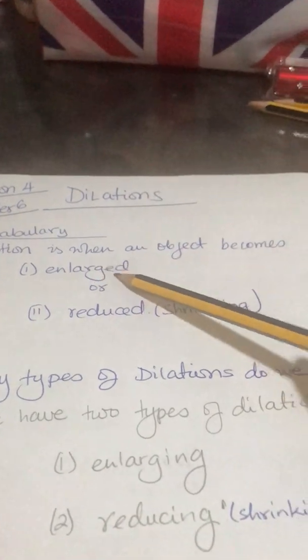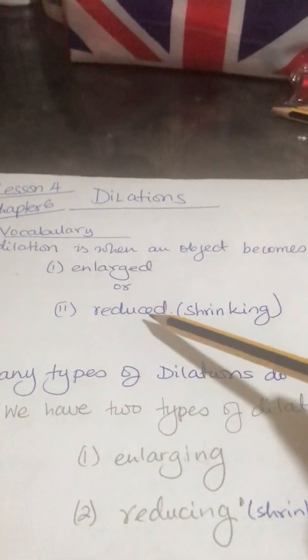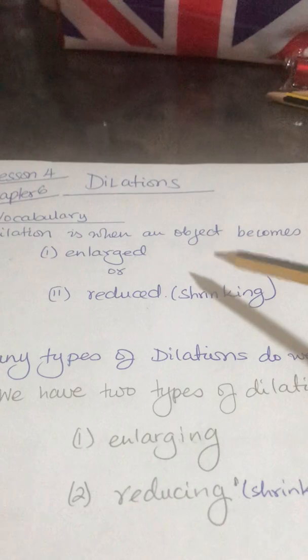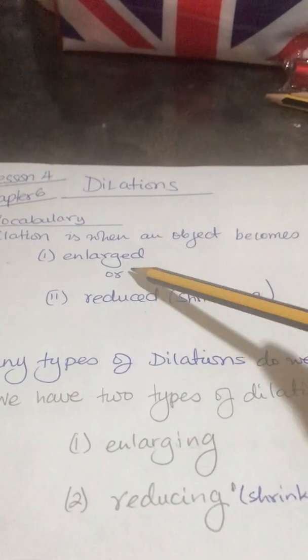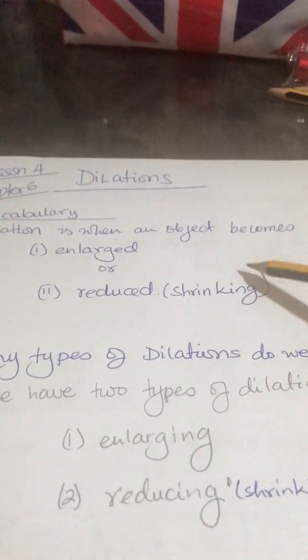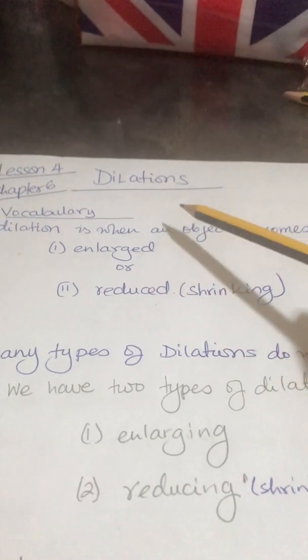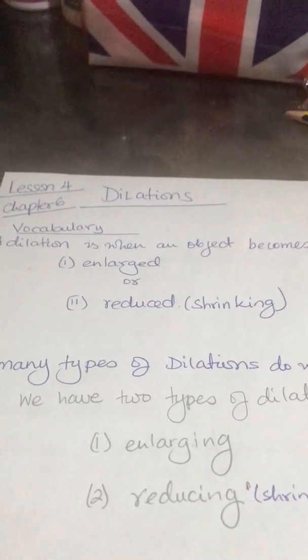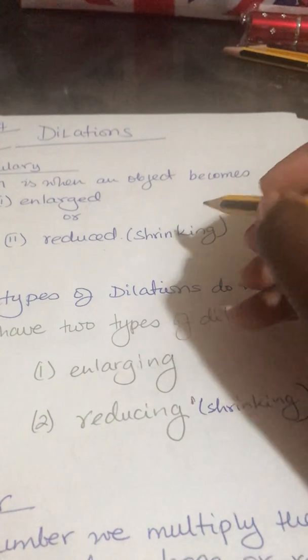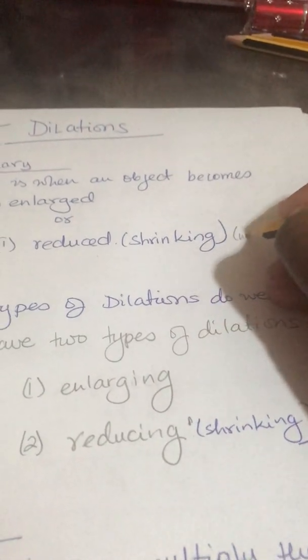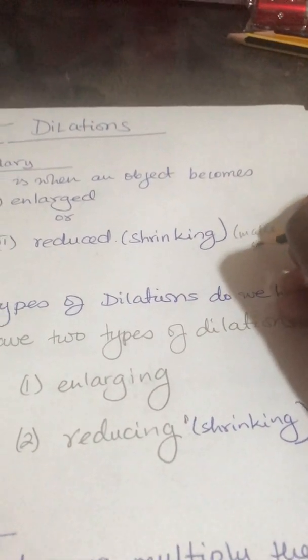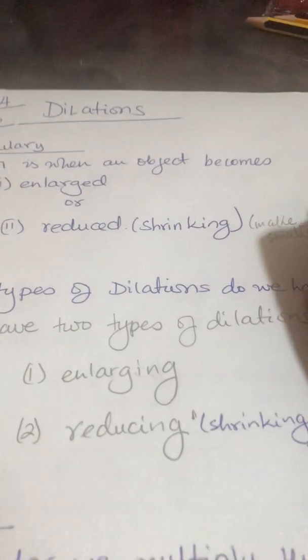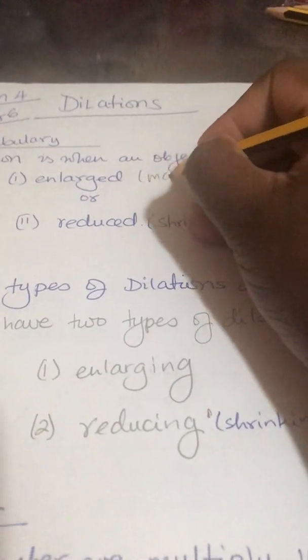A dilation is when an object becomes enlarged or reduced. So they can use the word shrink. Shrink means to reduce. Okay, enlarge means to make bigger. This one means to make smaller, make smaller. This one means make bigger.